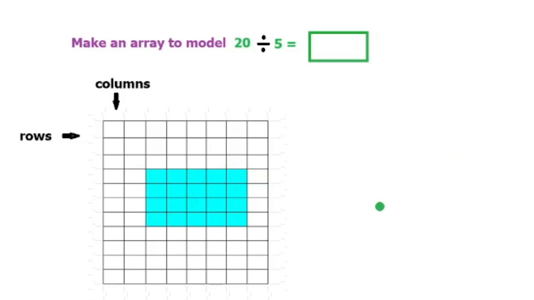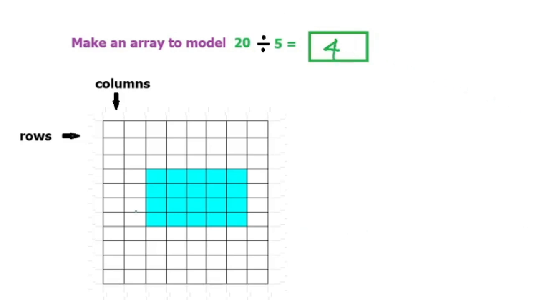So this is our array to model division. So the 20 squares were divided into 4 rows of 5, right? So then we know that the answer to this division is 4 because we have 4 rows. 1, 2, 3, 4. So let's write that in. So the answer here is 4.